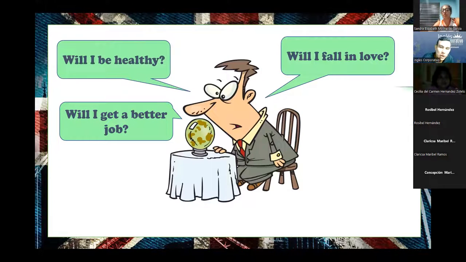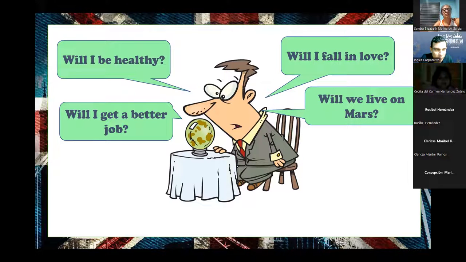Okay, also we have the question form. ¿Cómo se hace una forma pregunta? Como es usual para este tipo de verbos, es únicamente intercambiar la posición del sujeto con el auxiliar will. Por ejemplo, will I be healthy? ¿Seré saludable? Will I get a better job? Will I fall in love? Will we live on Mars? Okay, so those kinds of questions. Ese tipo de preguntas. One more time. ¿Cómo convertimos una oración afirmativa a pregunta? Únicamente intercambiamos la posición de will con el pronombre.